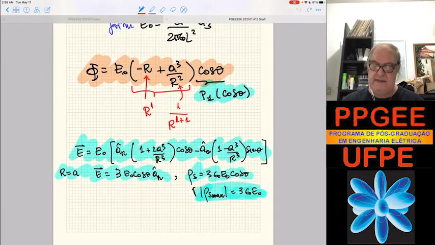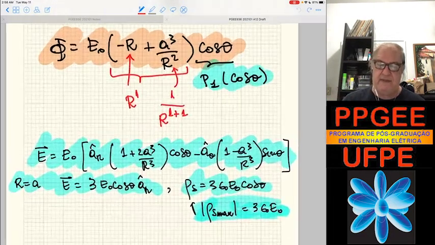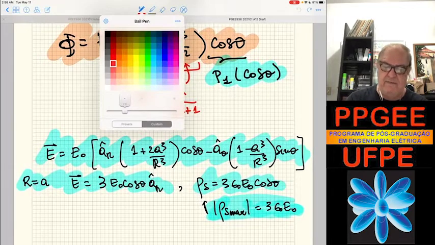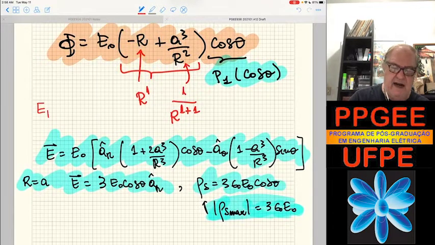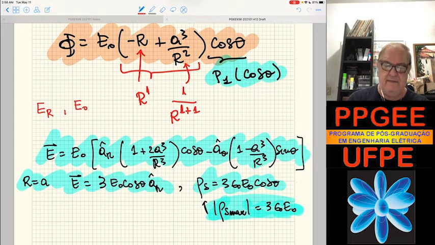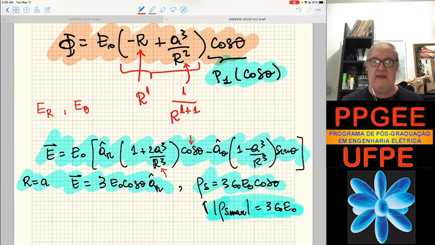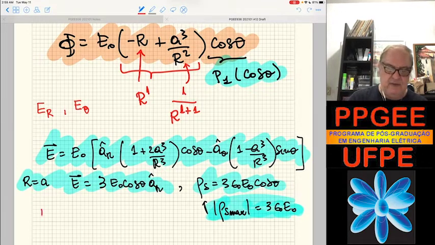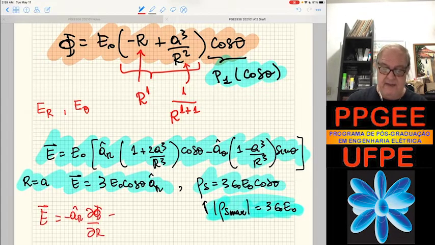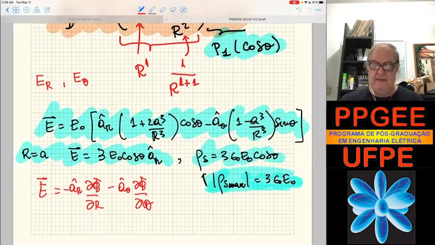Also, you can calculate the E field by calculating the two components. The E field is going to have two components, ER and E theta, because the potential depends on R and on theta. Just go to E equals minus AR d phi dr, the radial component, minus A theta d phi d theta.